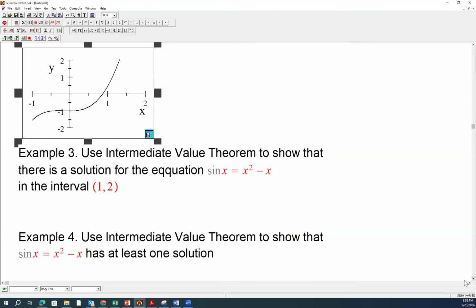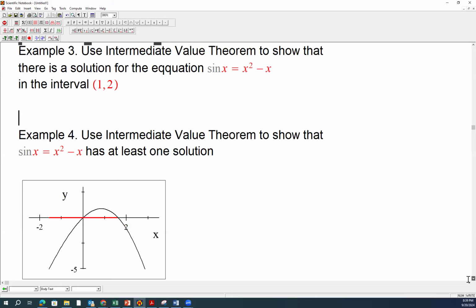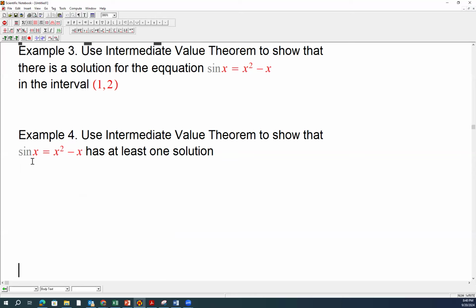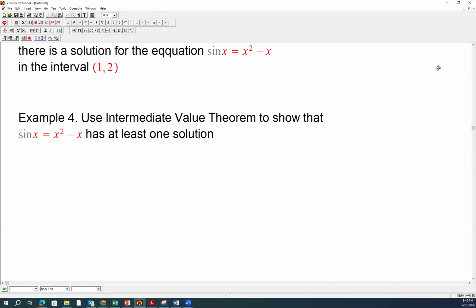Okay, so let's look at another one. I don't know how much time we have. I try not to make it too long. Number 3 and number 4, I picked a question from your homework to see: one is a given interval and the other one is not a given interval.